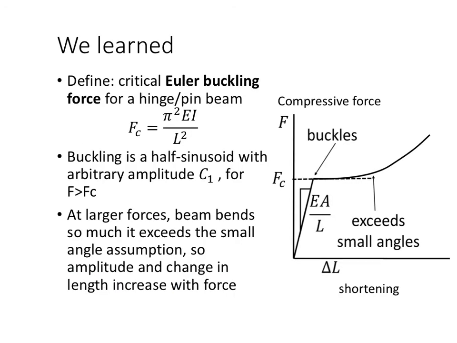We learned in the last video that the critical Euler buckling force for a beam held on a hinge in a pin is Fc equals pi squared times the flexural rigidity divided by the length squared. We learned that buckling is a half sinusoid with arbitrary amplitude for any force above the critical buckling force, and that at larger forces the beams bend so much it exceeds the small angle assumption, and so the amplitude and change in length increase with force.